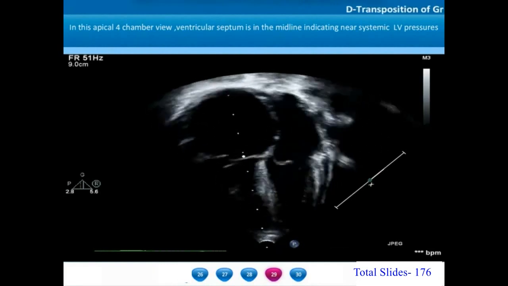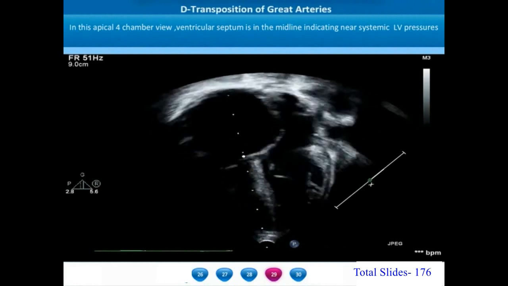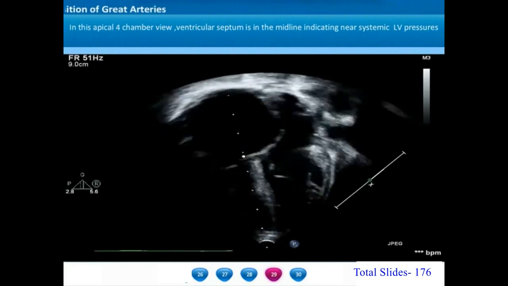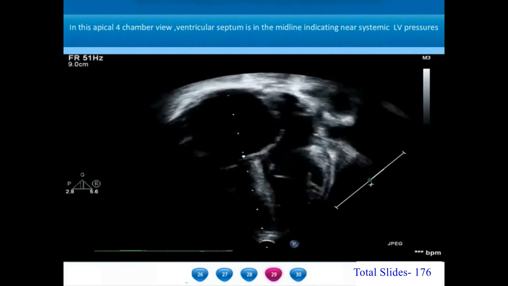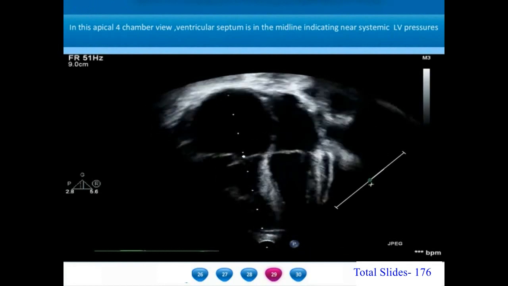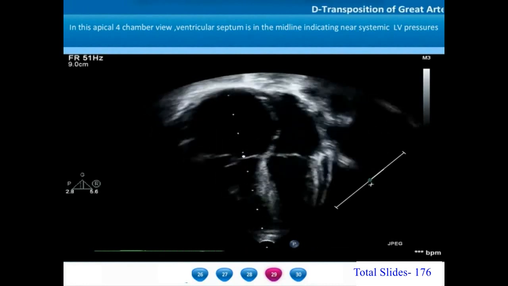In this example of an apical four-chamber view of a patient with transposition of great arteries, the intraventricular septum does not bow significantly towards the left ventricular cavity. This may be an indicator of the left ventricle having pressures very close to the right ventricular systolic pressure.